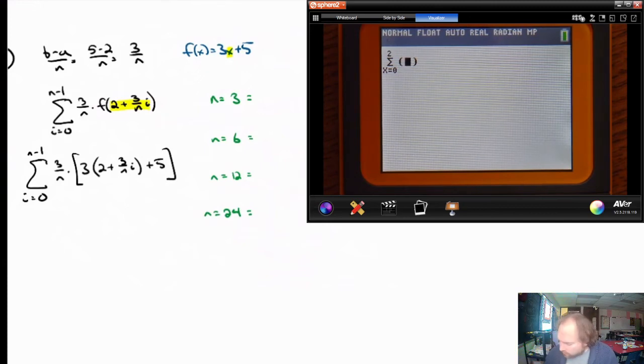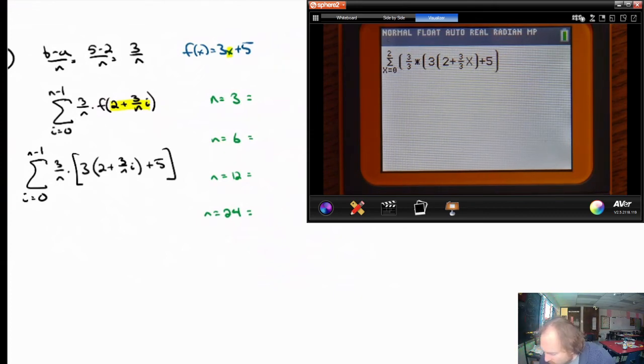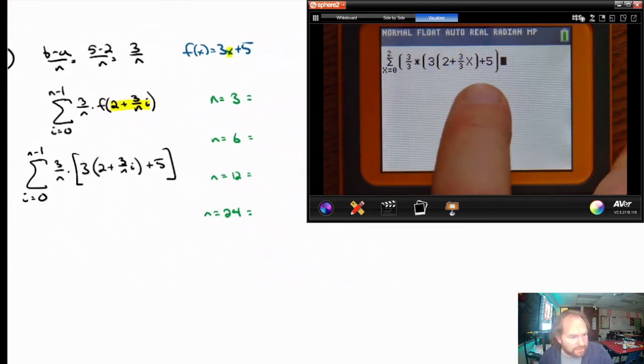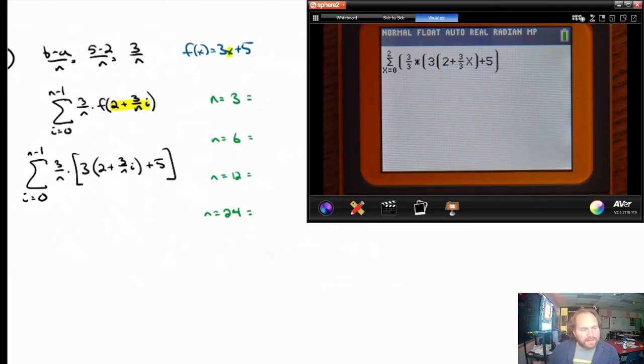Now the expression would be 3 divided, I actually want to type this as close to the general version as possible, so I know 3 over 3 is 1, but I'm going to keep it nice and simple. Times, open parentheses, 3 times, open parentheses, 2 plus fraction 3 over 3 x plus 5, close parentheses. I want to take 2 plus 3 over 3 times x, multiply by 3, add 5, and then multiply that times 3 over 3. I think this is correct. I don't want to keep running into the same problem. I think that should work though, so I'm just going to try it.